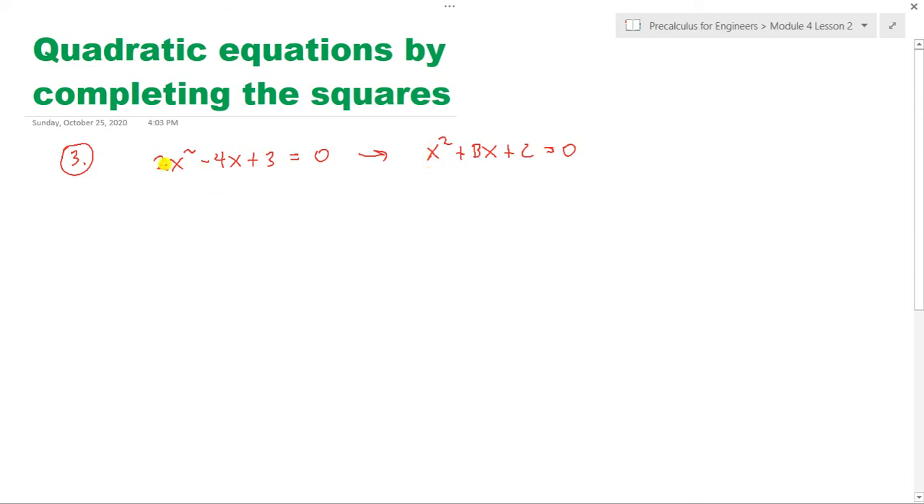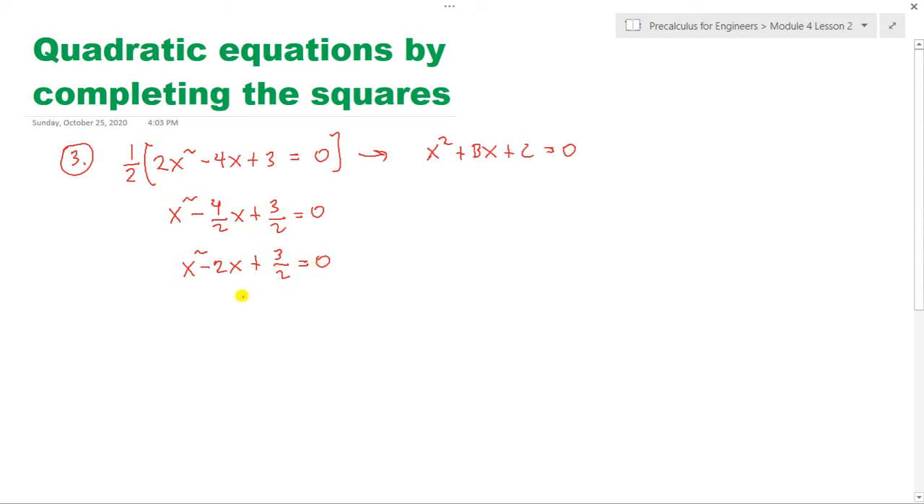So here meron tayong 2, so we need to multiply or divide 2 on both sides. So we have here 2. Then what's left is x squared na lang. The second one is 4 over 2x plus 3 over 2 is equals to 0. So 4 divided by 2 is 2. So therefore we have x squared minus 2x. Then ito, okay, isolate muna natin.